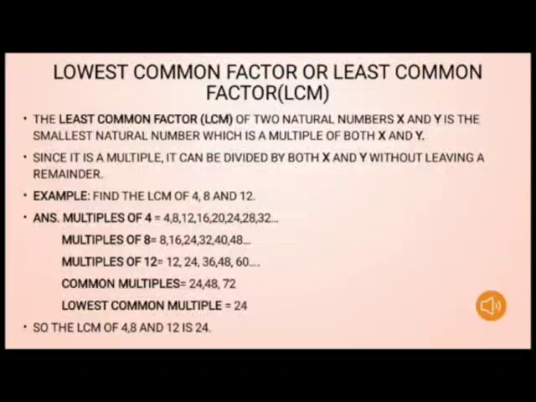Now, you write multiples of 4 as 4, 8, 12, 16, 20, 24, 28, 32 and so on. Multiples of 8: 8, 16, 24, 32, 40, 48 and so on. Multiples of 12 as 12, 24, 36, 48, 60 and so on. Now you will find the common multiples, and the common multiples are 24, 48, 72. Among these, you have to write the lowest common multiple, and the lowest common multiple is 24. So you will write the LCM of 4, 8 and 12 as 24.